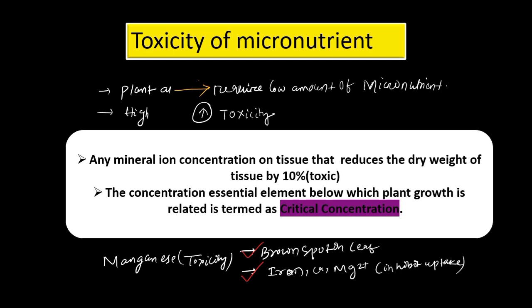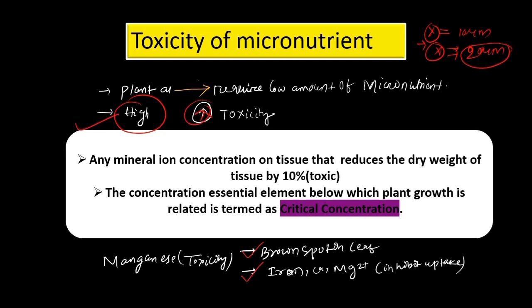So what is toxicity of micronutrient? Toxicity means that a mineral is present above the balanced level. Let's consider we need X mineral at 10 micrograms. If the plant takes in 20 micrograms, that shows toxicity to the plant, because it enters the cell and creates toxicity in the cell. So this toxicity is caused by an increase in the level of specific minerals.